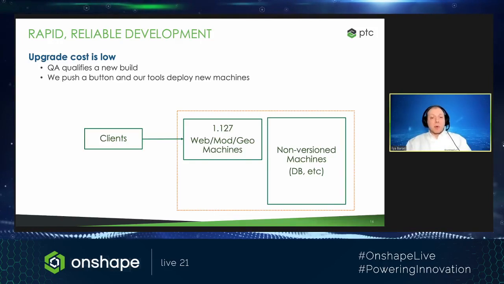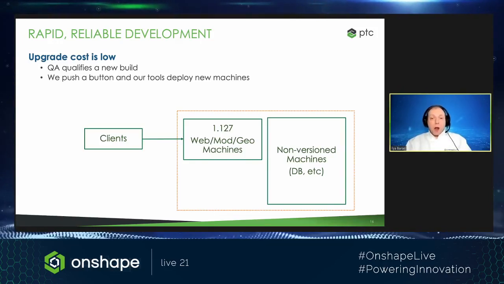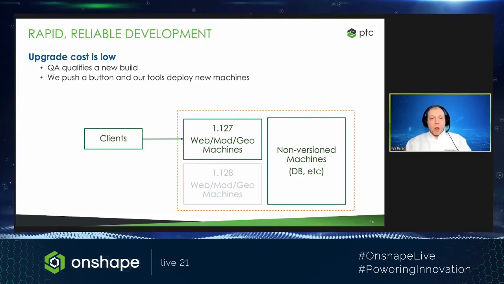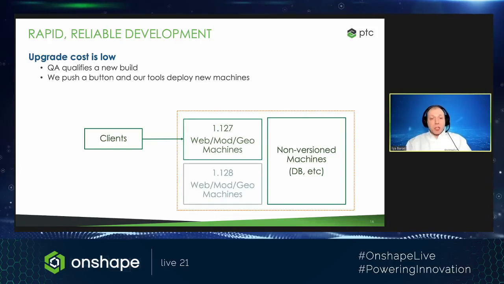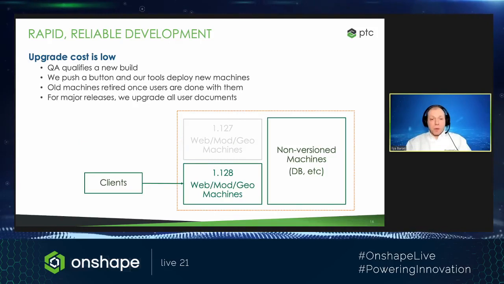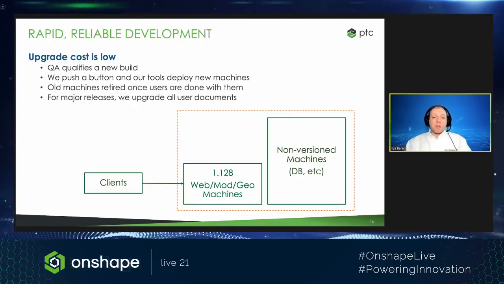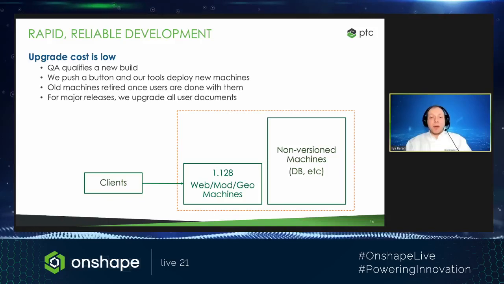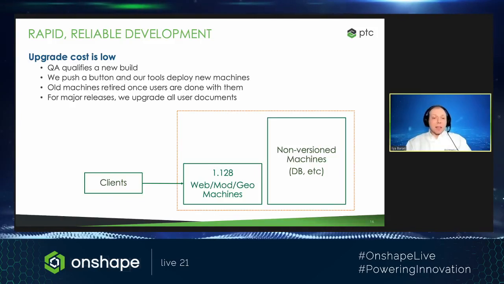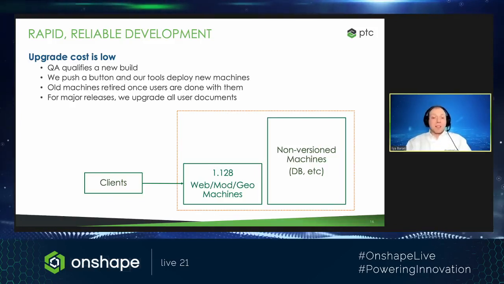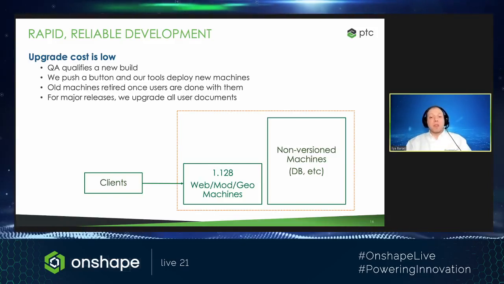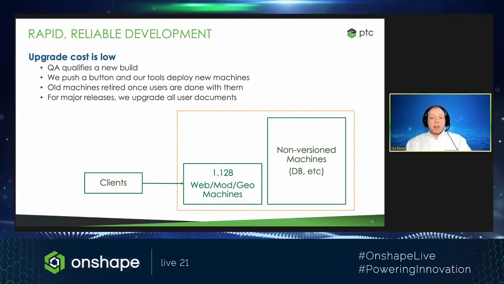When QA says the 128 branch is ready, our ops team pushes a button and our automatic tools deploy the new machines. We switch over to them and shut down the old machines when they're no longer being used. We also launch a number of upgrade servers that go through and automatically upgrade your documents to take full advantage of the new functionality. And that's mostly it. No CDs to burn, no big installation headache for our users. If we find the new version has a serious issue that we didn't catch in the testing, we just fix it and push the button again.